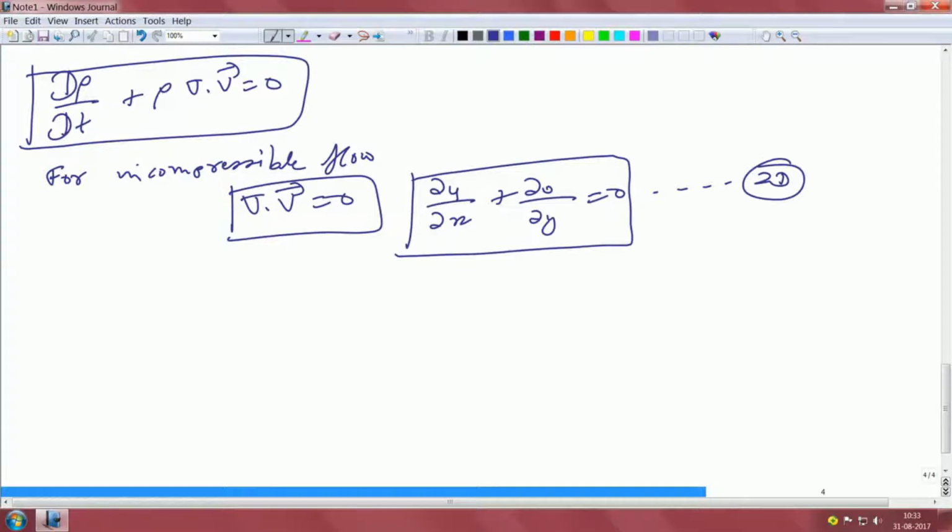So, this basically completes the continuity equation. Since we are going to deal mostly with incompressible flow, you will find that this is the most common form of equation that you will use. That means there is no volumetric dilatation of the flow field. That is what this essentially means.